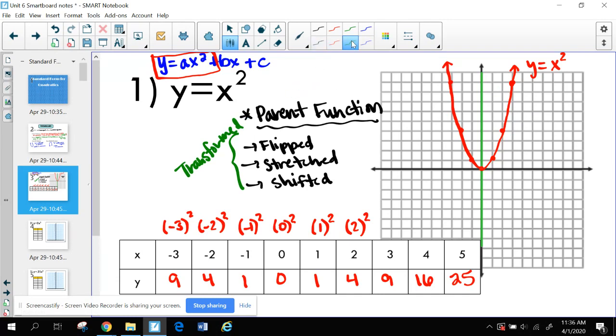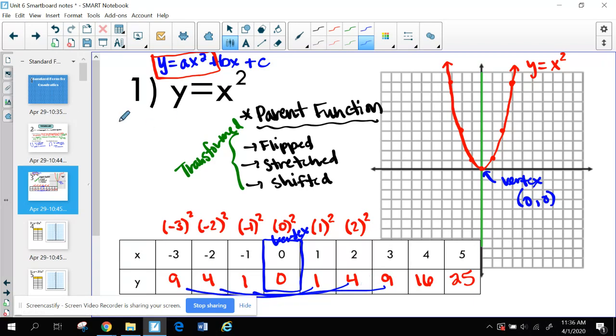The last vocab word I just want to touch on is vertex. In this example, this would be our vertex, and we list our vertexes in ordered pairs. So in this case, it'd be at (0, 0). Notice in our table, our vertex right here is where we start to see that this symmetry happens. So the 1s match up, the 4s match up, and the 9s match up.